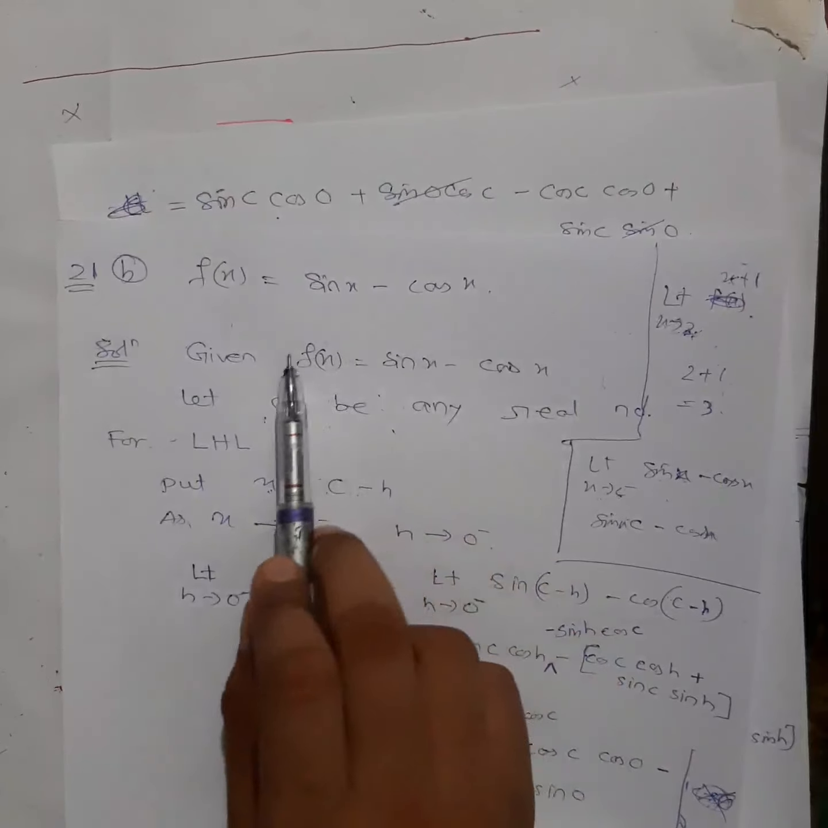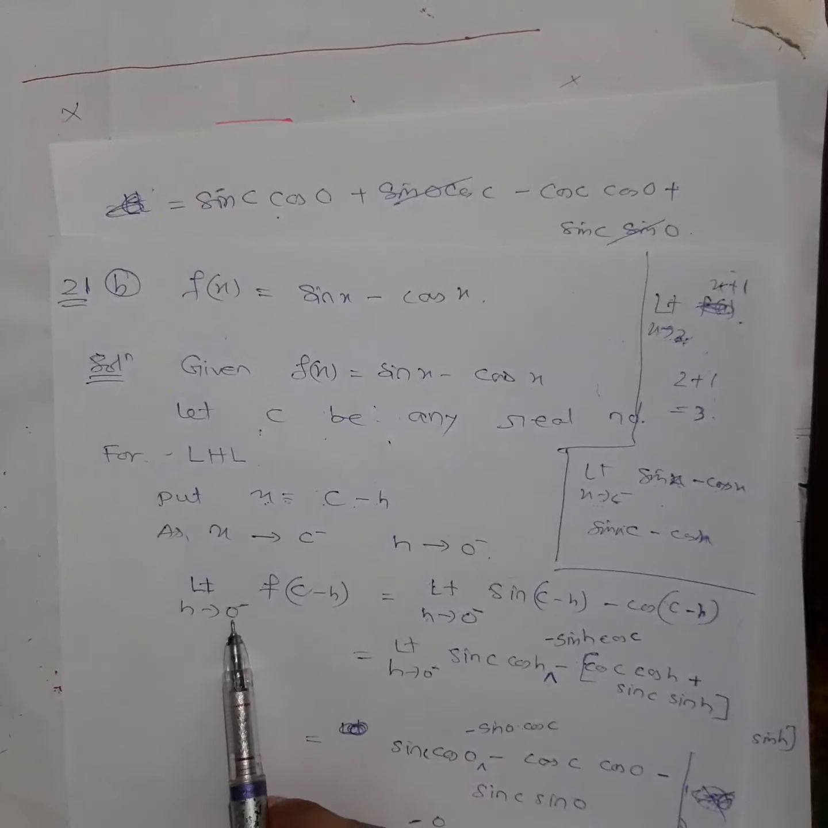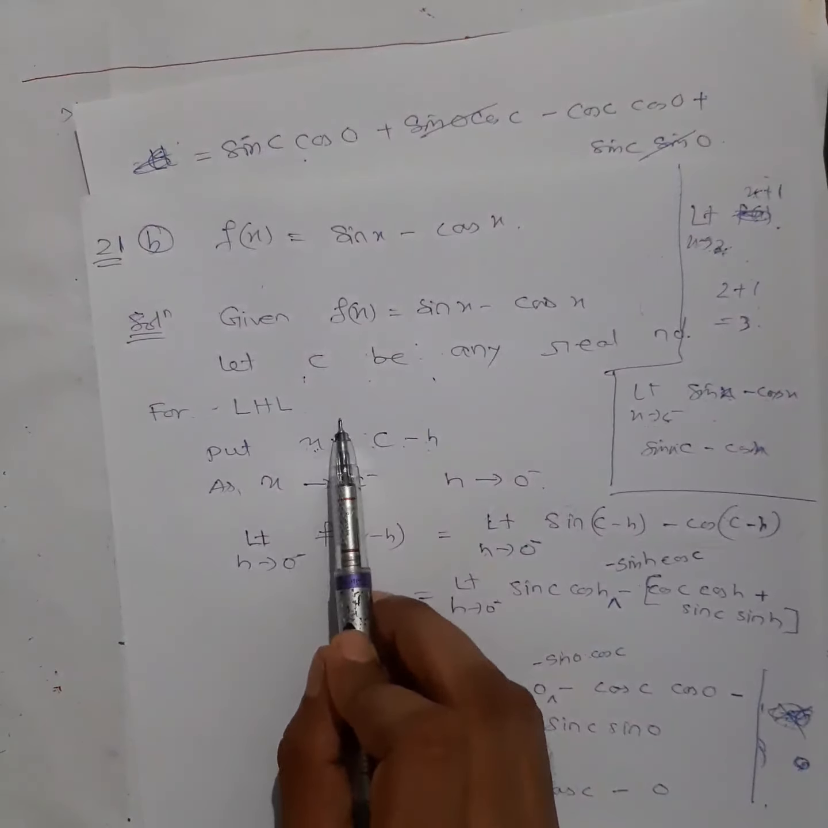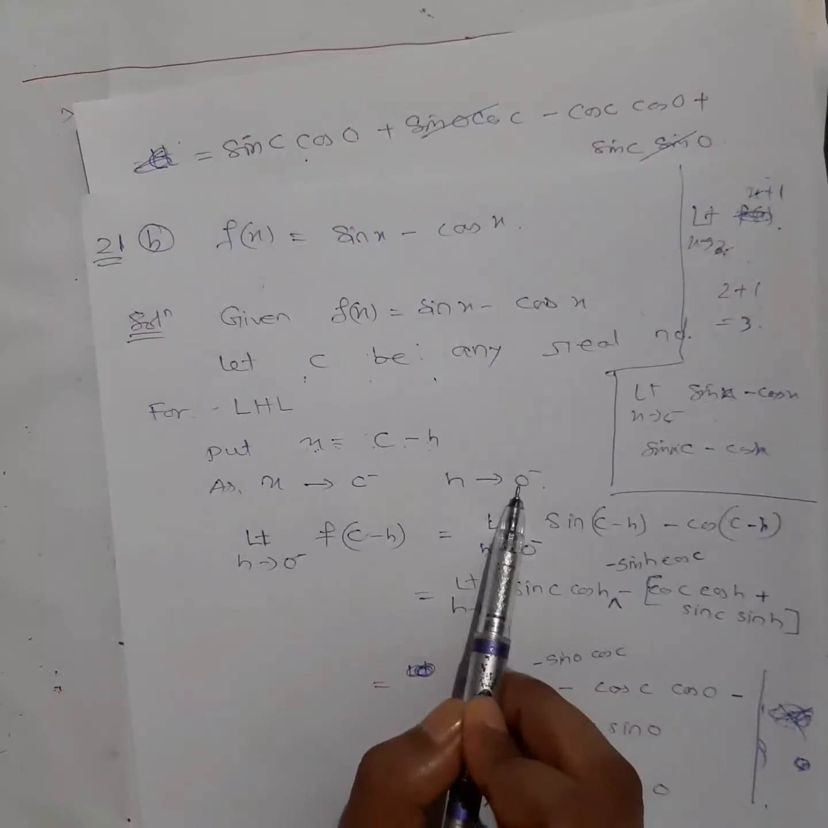So the variable will be h only. When you write the limit, you cannot write x tends to; you have to write it in terms of h tends to only. As your x tends to c, what will your h tend to? 0, right? As x tends to c, h tends to 0.